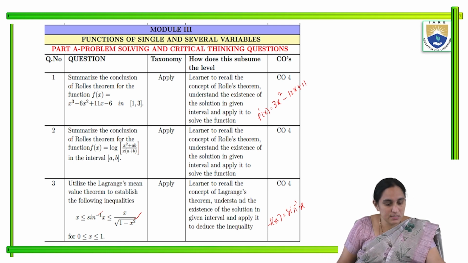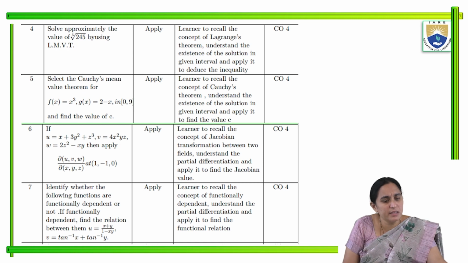Okay, and this is the third one. And then the fourth one: solve approximately the value of fifth root 245 by using Lagrange's mean value theorem. This is also the same as the last question. By using Lagrange's, we have to find the approximate value of fifth root 245.